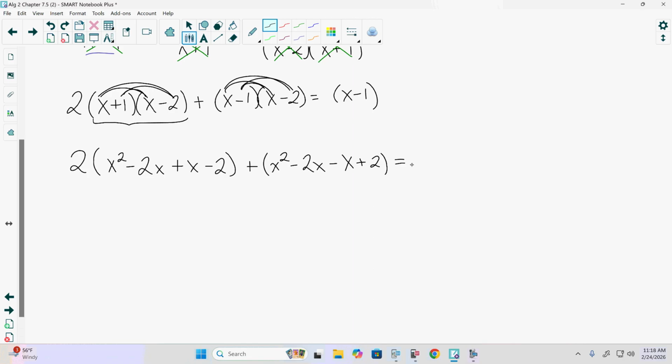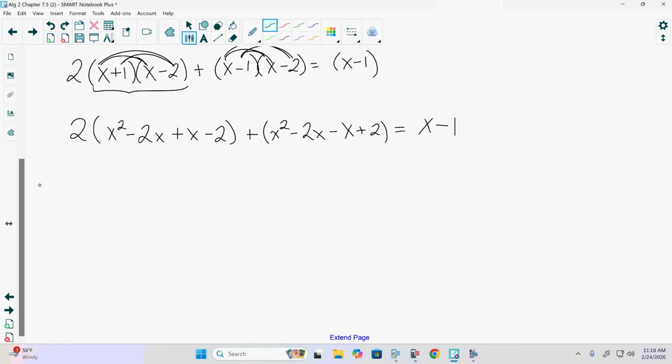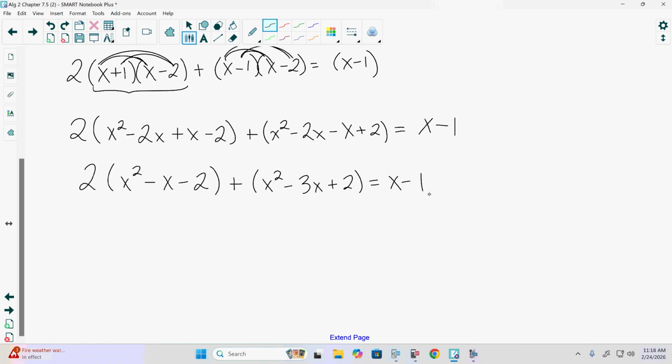Now on the right hand side we have x minus 1. Is there anything with it? So it's just going to be x minus 1. Now we can combine like terms. So for that first set of parentheses, the negative 2x plus x is going to give us negative x, plus negative 2x minus x, negative 3x.